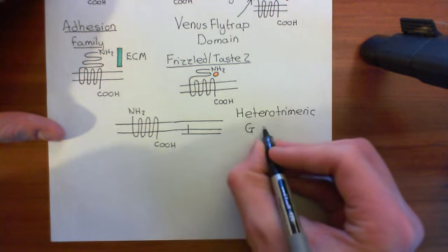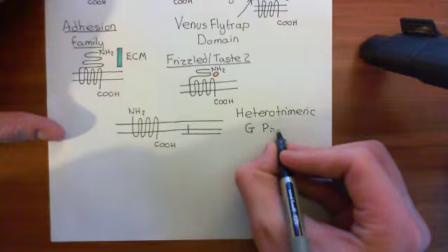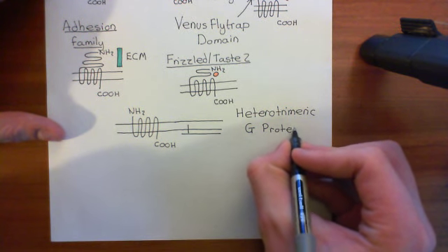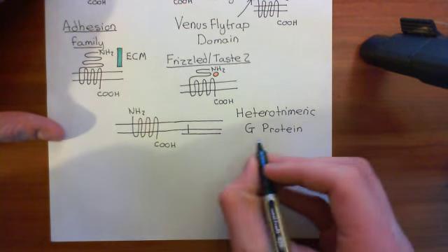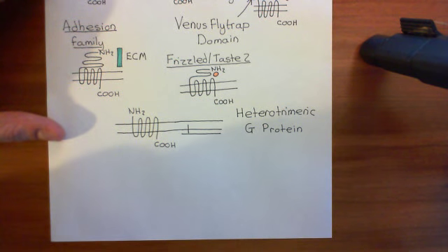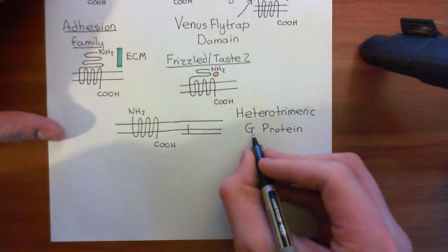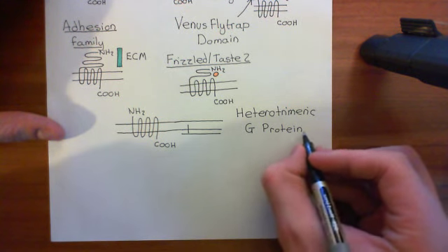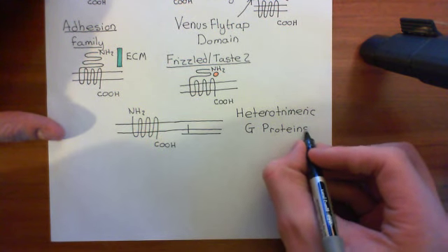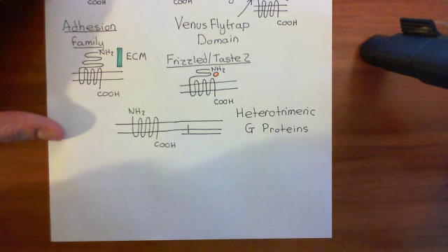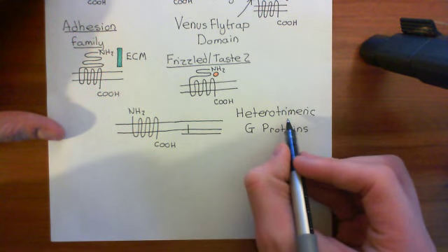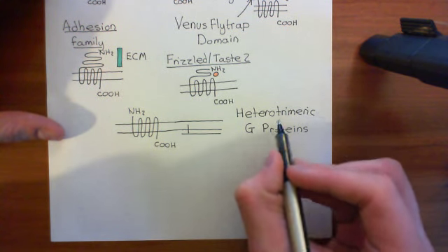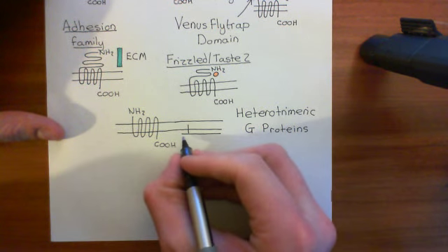G proteins refers to the fact that they are guanine nucleotide binding regulatory proteins. I've missed a word out there. That's what the G is short for. It's short for guanine nucleotide binding regulatory. So just for short, G proteins. And heterotrimeric G proteins consist of 3 separate subunits bound together, at least they do in the inactive state.